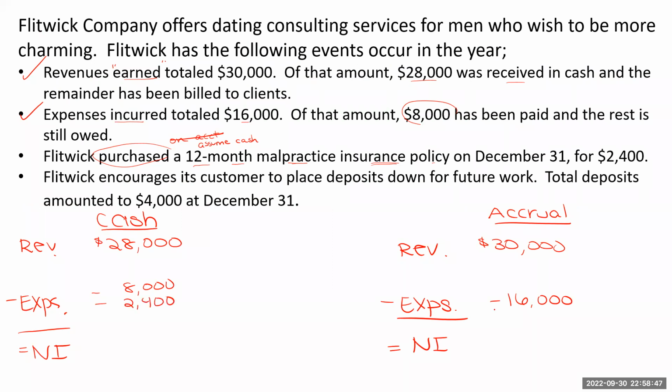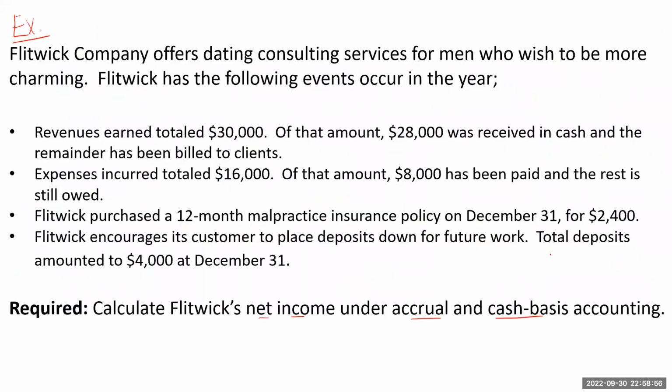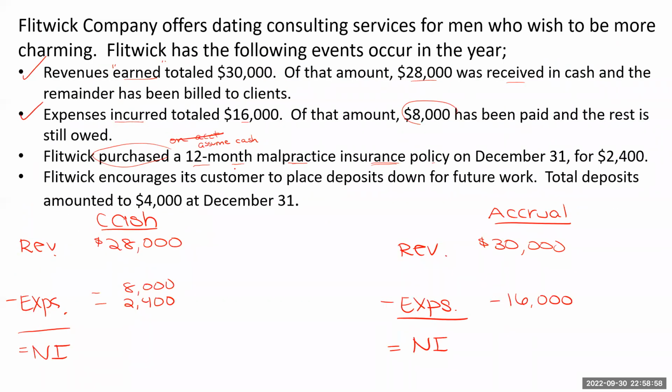Under accrual basis, we can't call it an expense yet, because if you remember our expense recognition principle, we have to call it an expense when we benefit from it. This is a 12-month insurance policy. We're not going to benefit from all 12 months on the last day of December. So for accrual basis, this is actually considered an asset. Assets are not the same as expenses, so there's no additional expense under accrual basis rules.